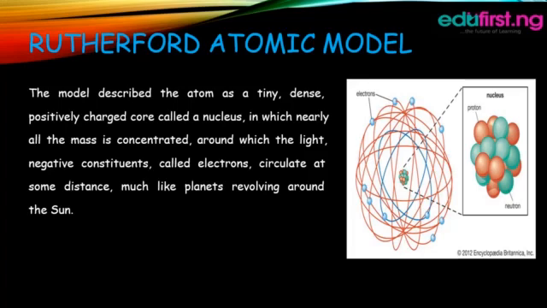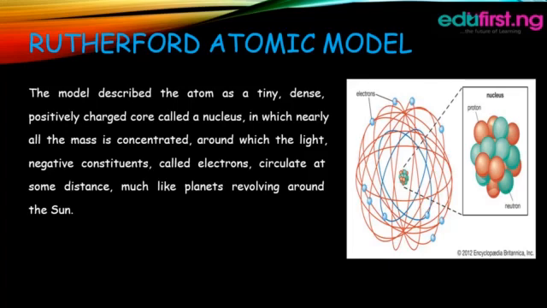So after the J.J. Thomson model, a scientist called Rutherford came up with a model. He explained an atom as a tiny, dense, positively charged core, and this core that contains positively charged particles and neutral particles is called a nucleus. This nucleus is located at the center of the atom. According to Rutherford, the nucleus is the place where all the mass of the atom is concentrated.